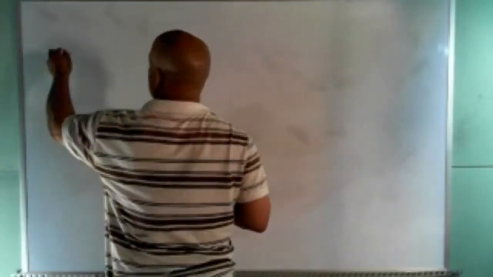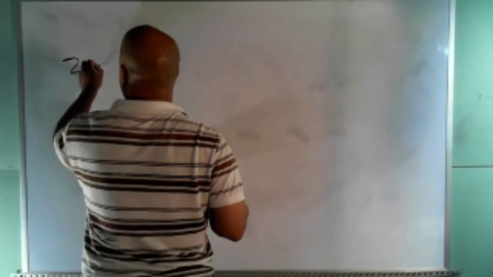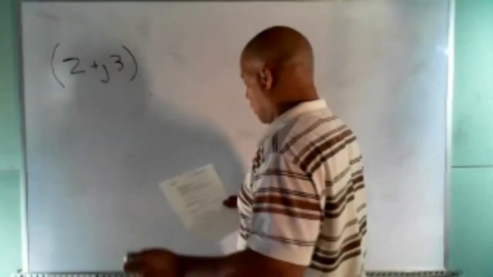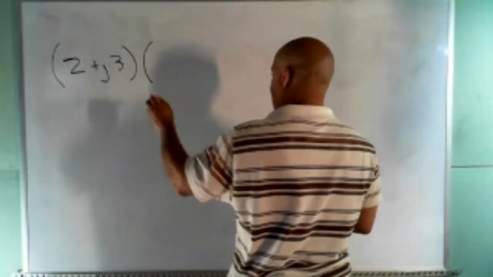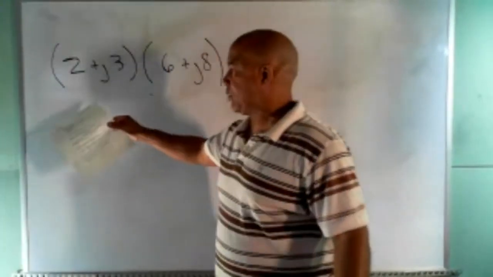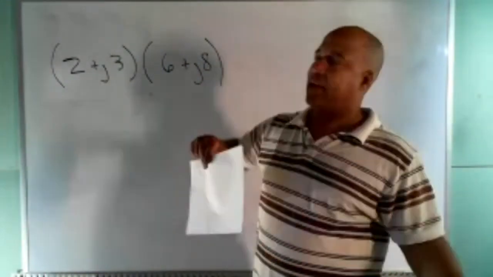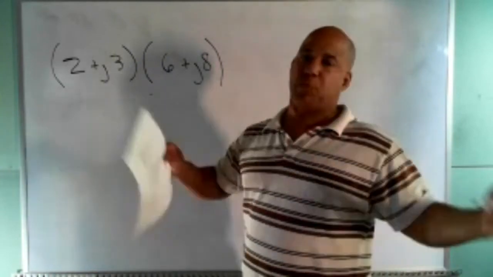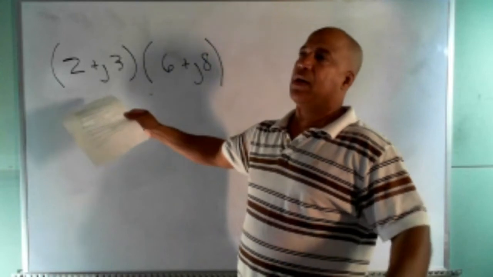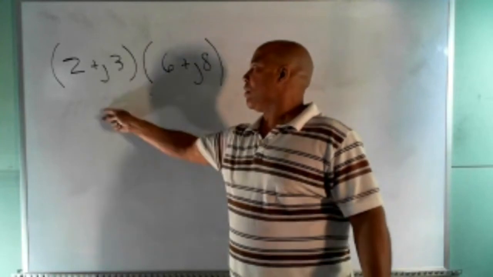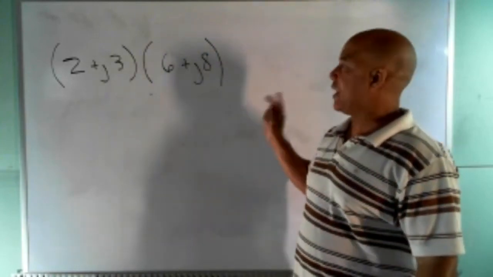All right, so they give us 2 plus J3. They want you to multiply that by 6 plus J8. Now you could convert both of these to polar, multiply them, and convert it back to rectangular. Usually the way they give you the problem is how you want to express it. So since they're expressing in rectangular, you want to show your answer in rectangular. But they want you to multiply it as shown.